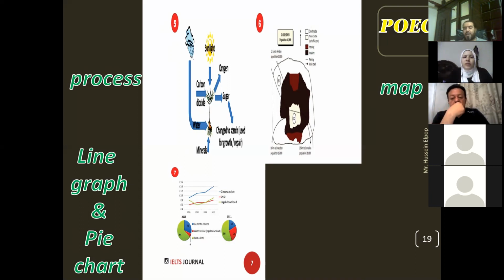It's a map because there's a key. Yes, a key with colors. And number 7 is a line graph and a pie chart as well. So we can have 2 in 1. That's 2 in 1, and you have to compare between both of them.